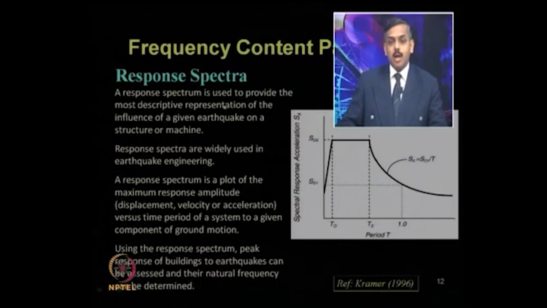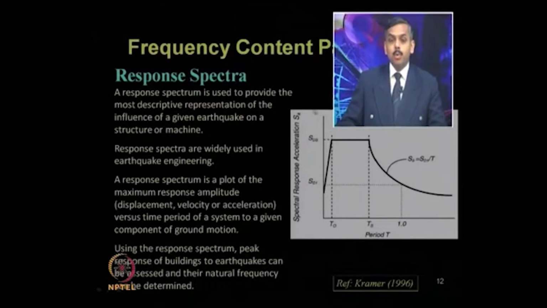A response spectra is used to provide the most descriptive representation of the influence of a given earthquake on a structure or machine. And response spectra are widely used in earthquake engineering, because you will see later on that for any design we are using the response spectra of an earthquake motion. So, this is a way to represent the variation of earthquake random motion in a more logical or understandable manner, which can be further used for our engineering design, for earthquake resistant design, etc.